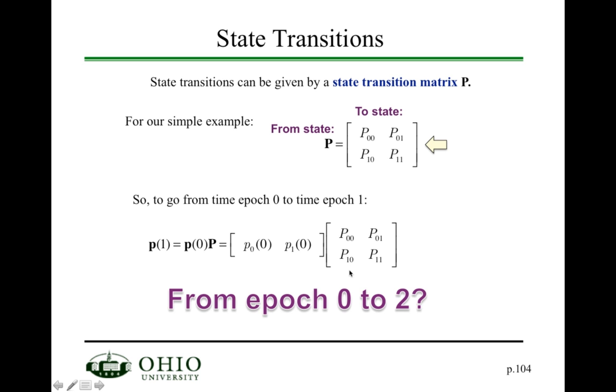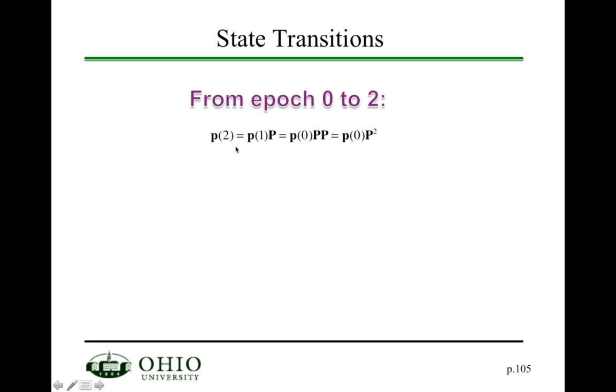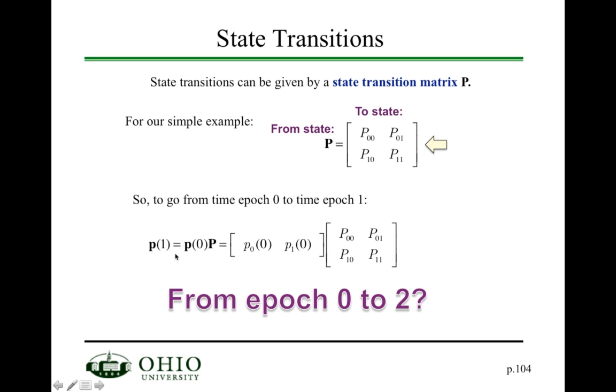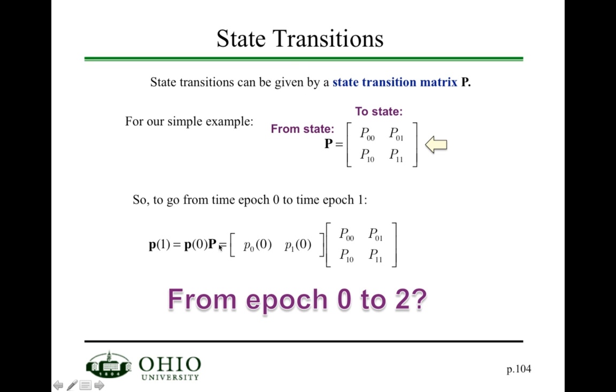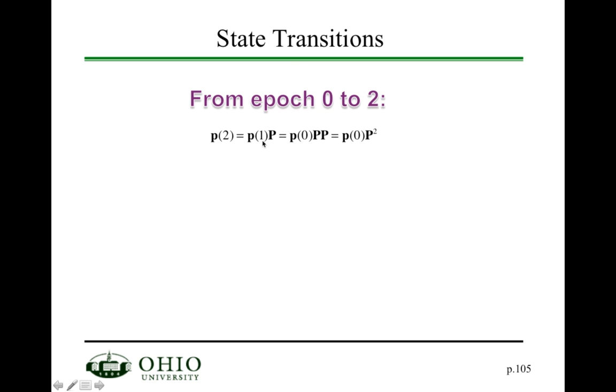Okay, so what happens from time epoch 0 to 2? Well, 0 to 2, you just take P2, which is going to be equal to P1 times P, just like we saw here. The next time epoch is the previous time epoch's probability vector times the state transition matrix. So P2 is P1 times P. So what I could do, I could take this little vector P0 times P and substitute it back for P1. So what you find out is that P2 is P0 times P squared.